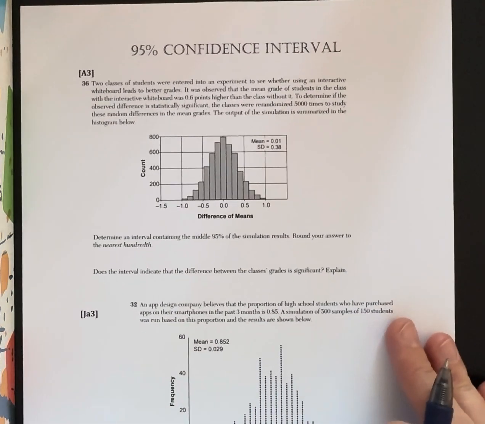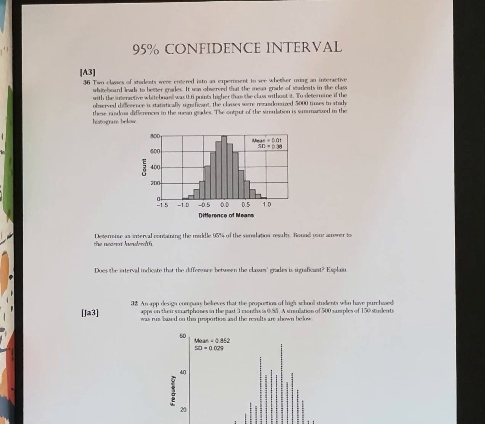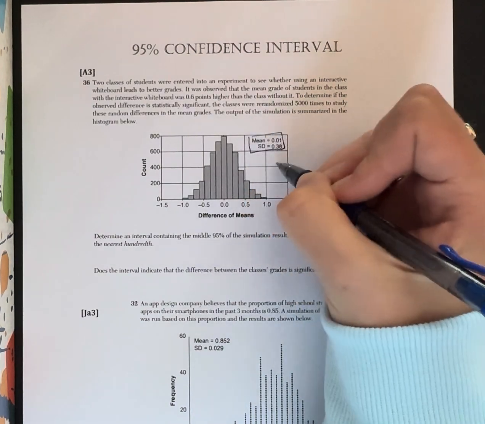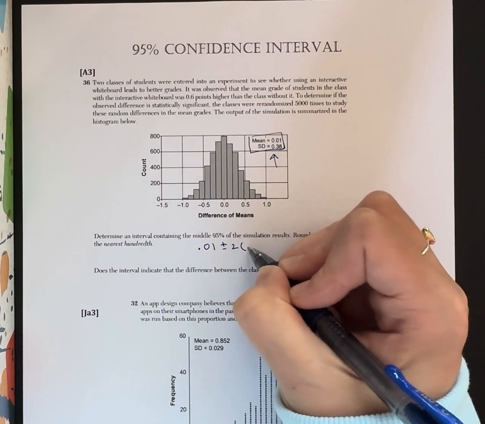All right, next page. 2 classes of students were entered into an experiment to see whether using an interactive whiteboard leads to better grades. It was observed the mean grade of students in the class with the interactive whiteboard was 0.6 points higher than the class without it. To determine if the observed difference is statistically significant, the classes were re-randomized 5,000 times to study these random differences in the mean grades. The output of the simulation is summarized in the histogram below. Determine an interval containing the middle 95% of the simulation results. Round your answer to the nearest hundredth. Here we go again. So we're going to take the mean, 0.01, plus or minus 2 times 0.38.